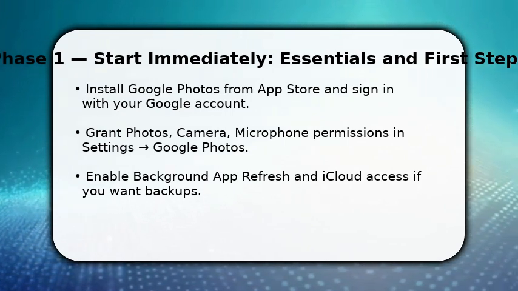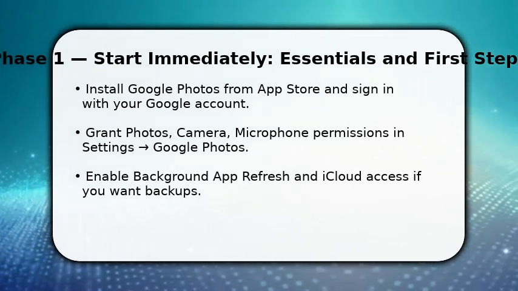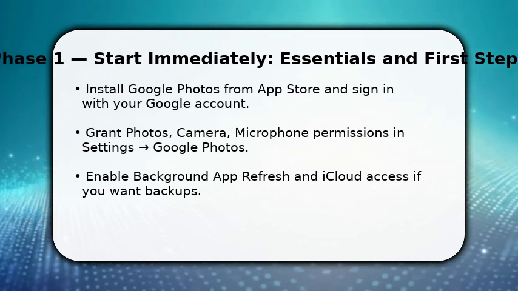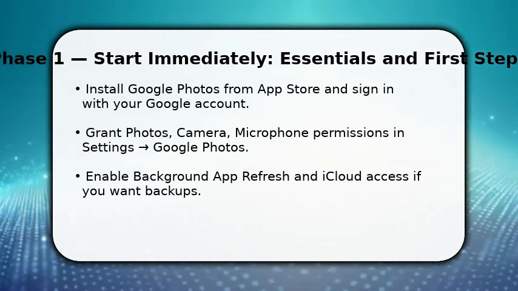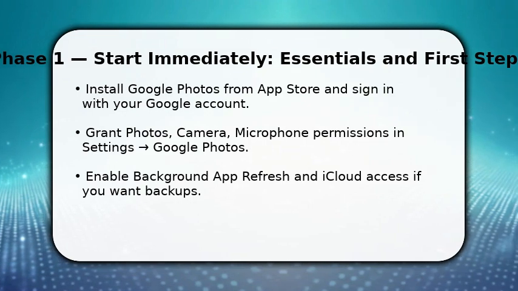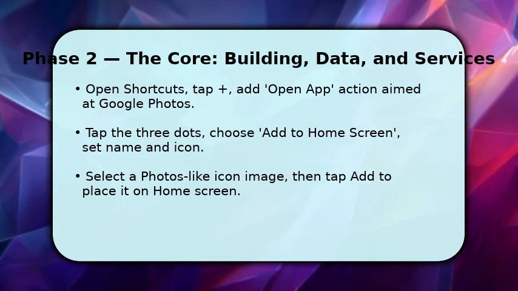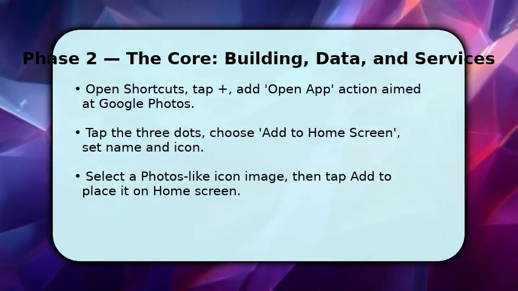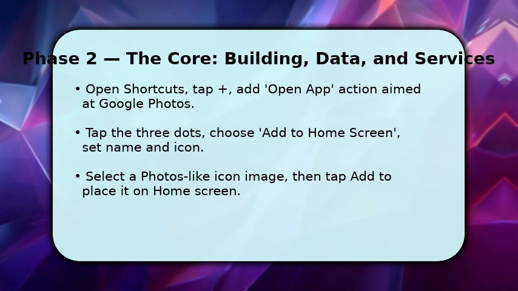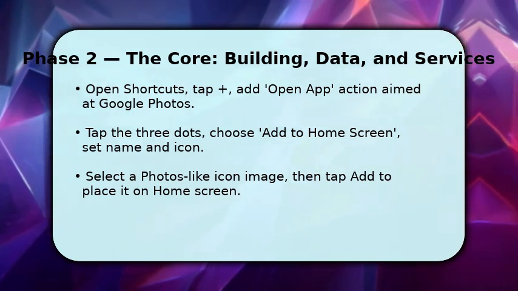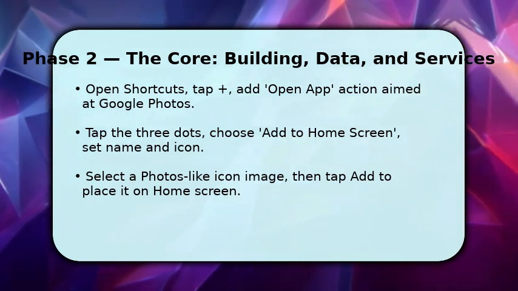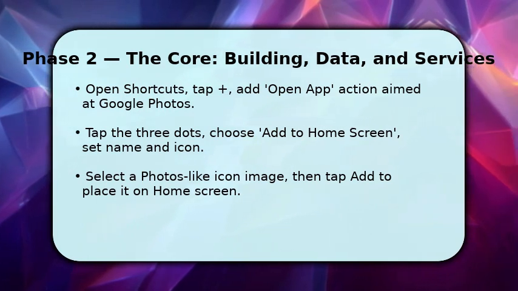Next, you'll create a shortcut that launches Google Photos and put it on your home screen to act like a default gallery shortcut. Open Shortcuts and tap the plus to make a new shortcut. Choose the Open App action and select Google Photos. That's the core step. Then tap the three dots to configure details and select Add to Home Screen. This is how you create a clickable icon that launches Google Photos instead of Apple Photos.